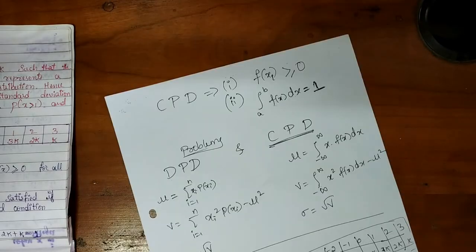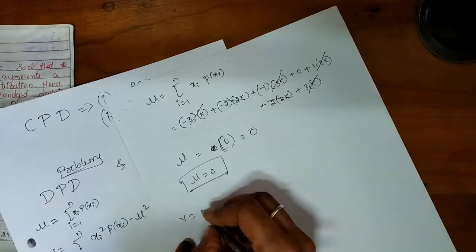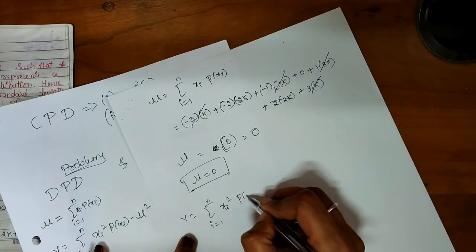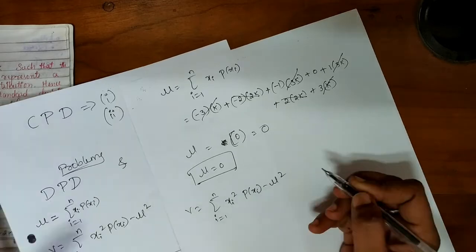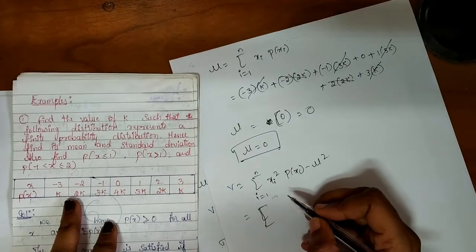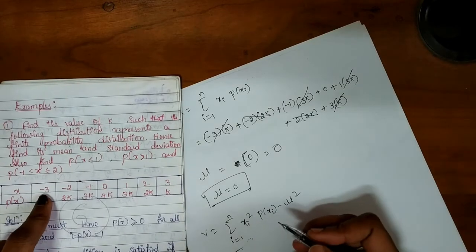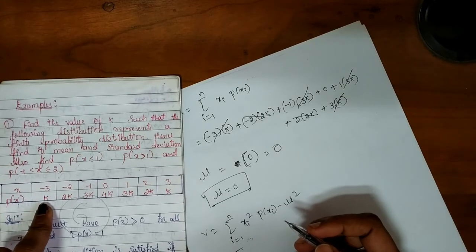What is standard deviation? Standard deviation is given by the square root of V. So we need to find V first. Later we can find the standard deviation. V is equal to summation i runs from 1 to n xi square into p of xi minus mu square. Okay, now all the values which are there in the distribution, let me take them. Xi square, I have to square this value, and I have to multiply with the p of xi.